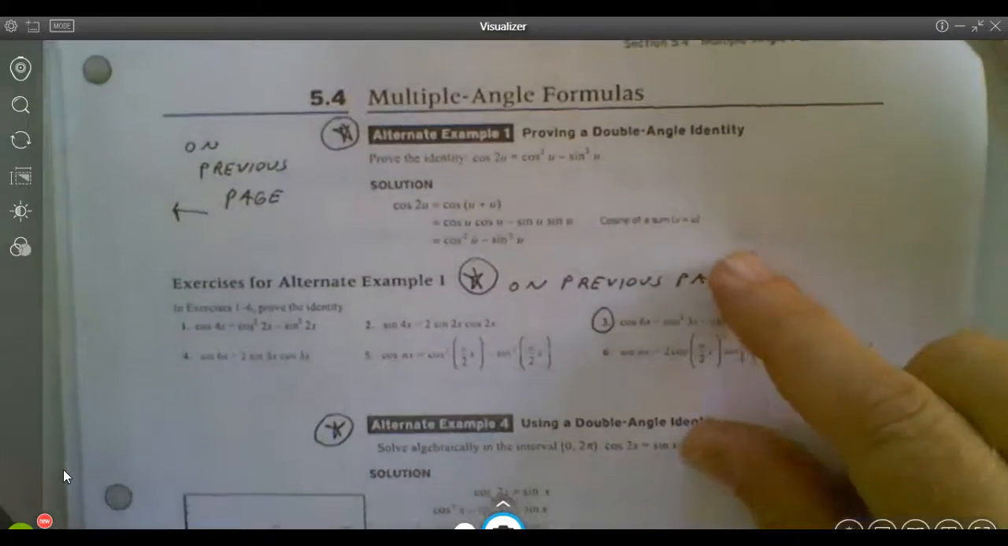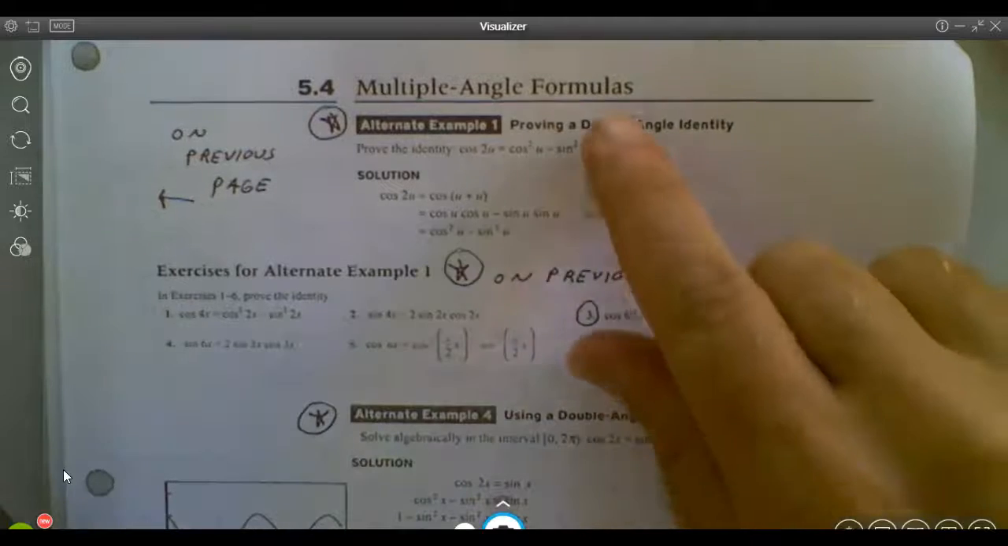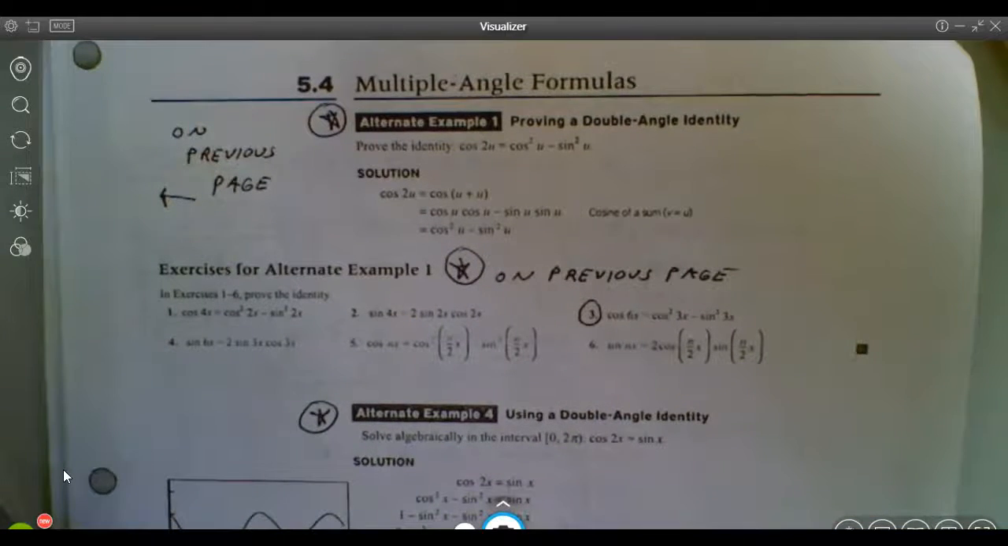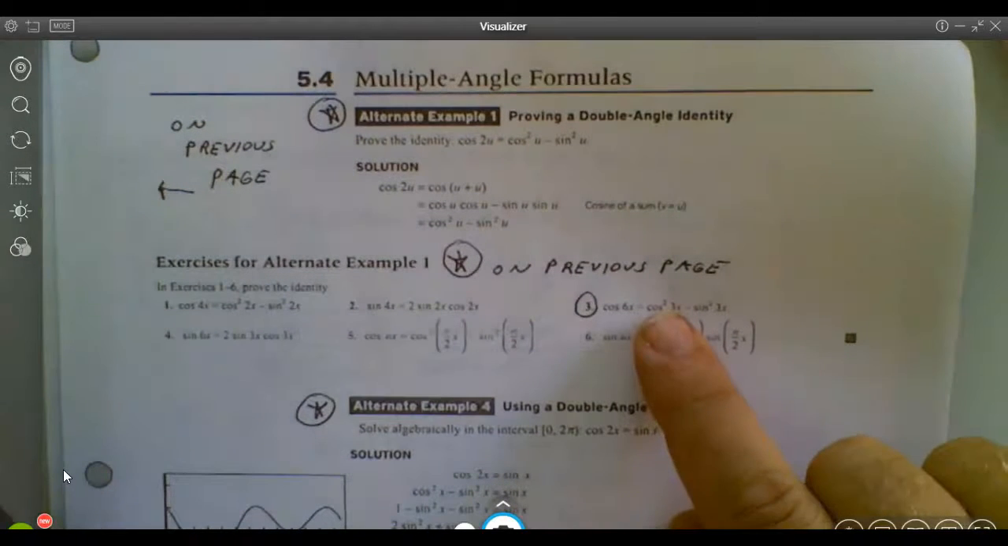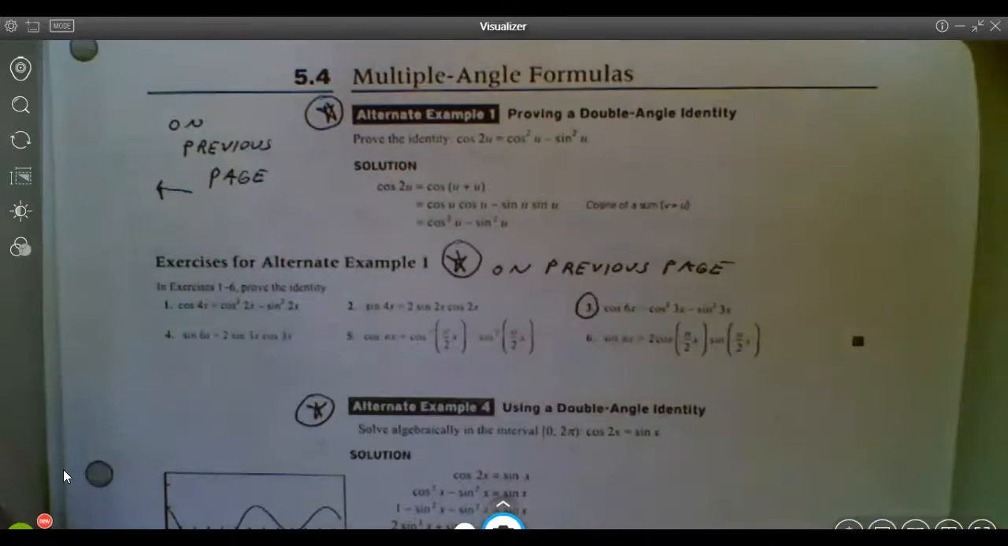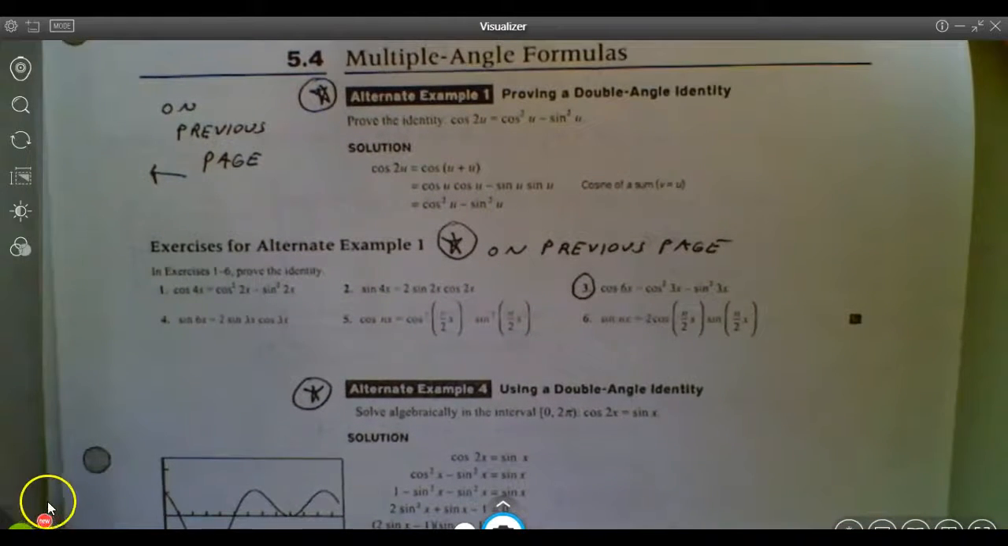So here's some of the things on this page. So we already did this on the previous page. We already proved the double angle identities. We already did this problem on the previous page. So let me move on down here.